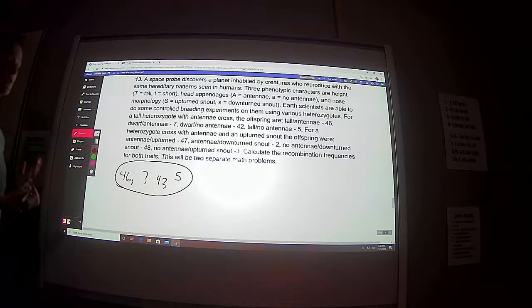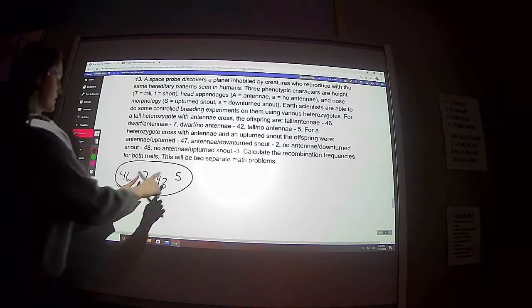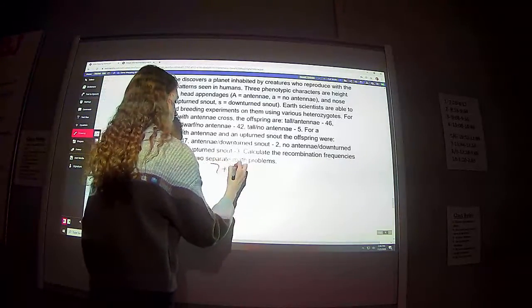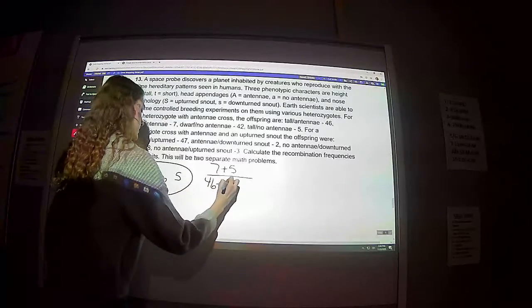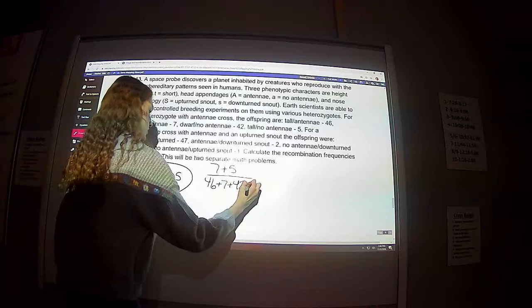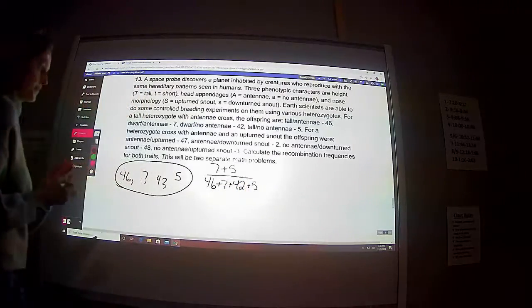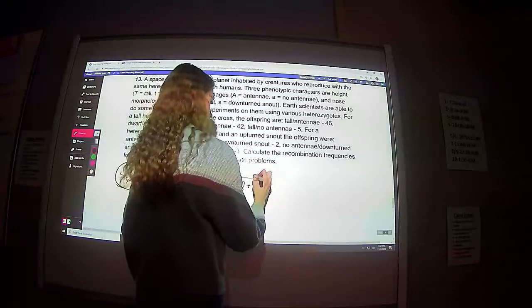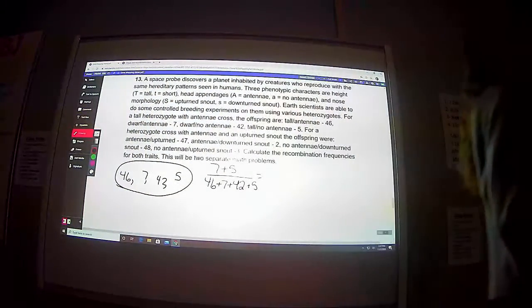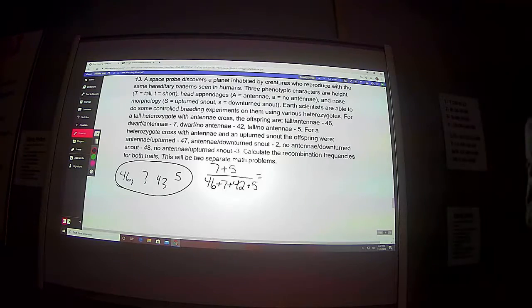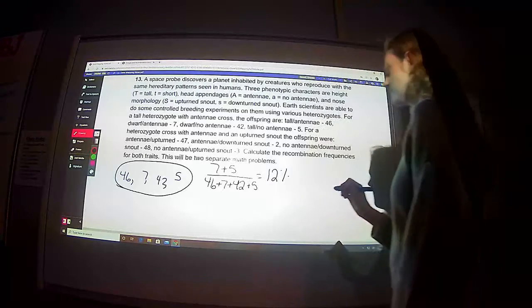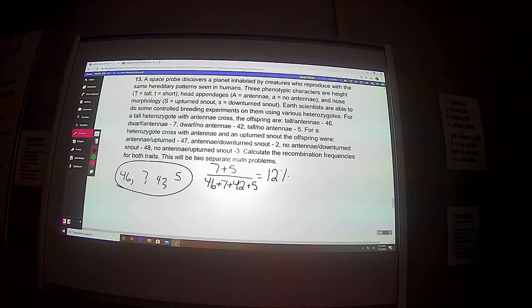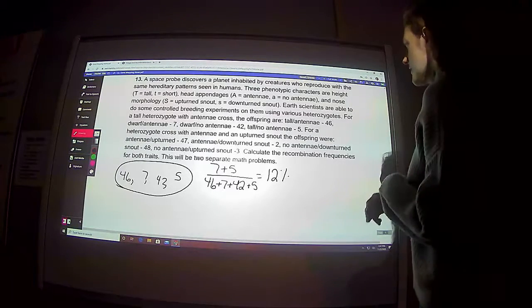If you're looking at that, you should be thinking, okay, my recombinant ones are going to be the 7 and the 5. So take 7 plus 5, and I'm going to divide that by 46 plus 7 plus 42 plus 5. So you would get your answer there, and then you're going to multiply that times 100, which should give you about 12%. I think.